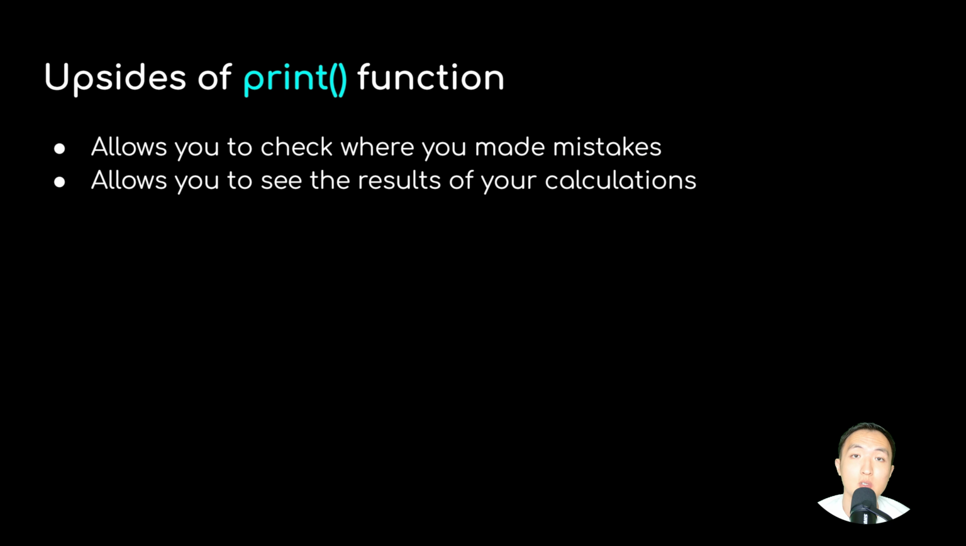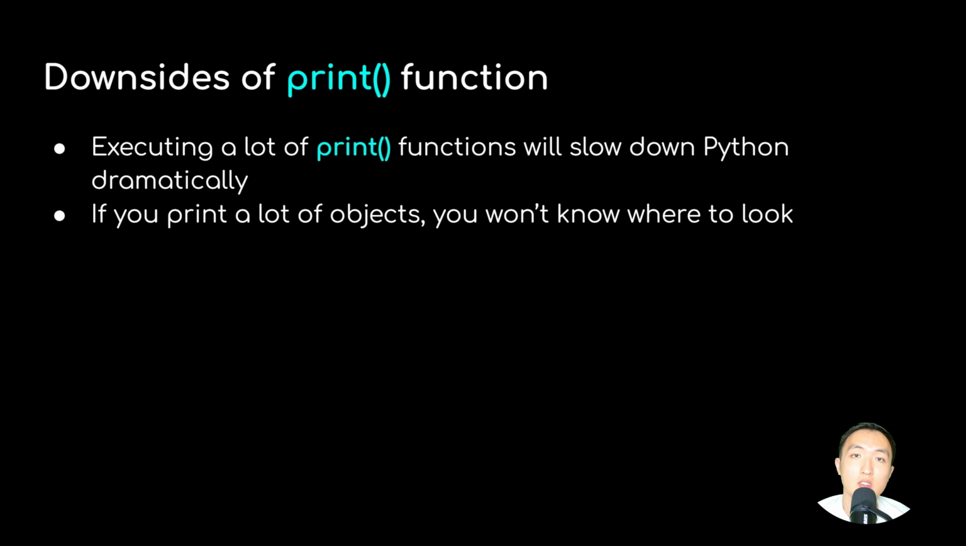The print function has upsides and downsides, so you need to be very careful where you use it. Its upsides are, it allows you to see where you made mistakes and allows you to see the results of your calculations. Since we're working with a lot of math in this course, the second upside is very important. The downsides are, if you're executing a lot of print functions, it will slow down Python's execution of your code dramatically. This can be a very big problem when you're working with fast data. The other downside is, if you print a lot of objects, you'll have so much information displayed that you won't know where to look to fix the problem.